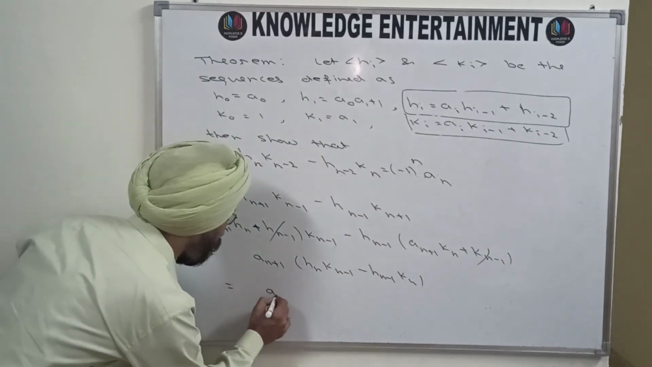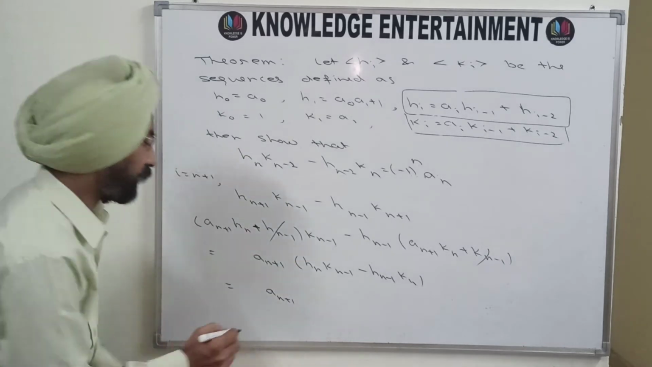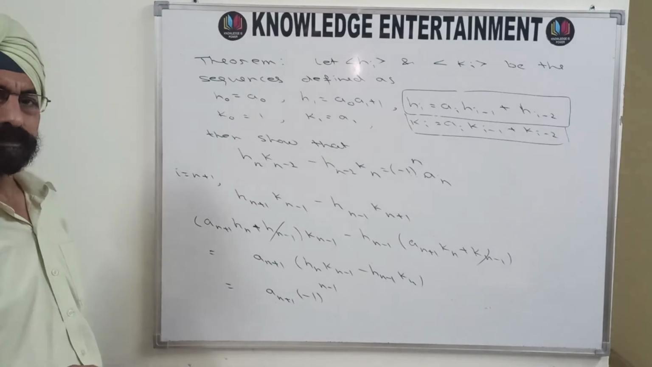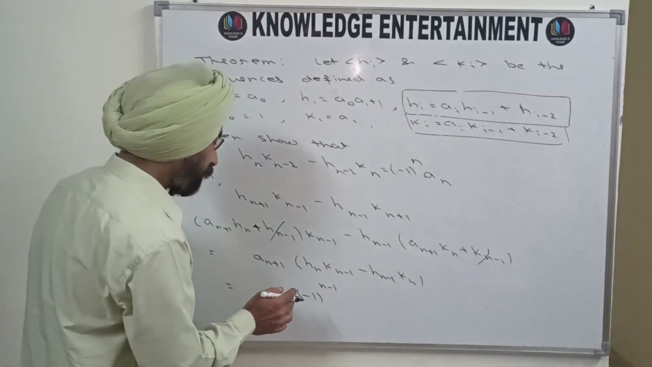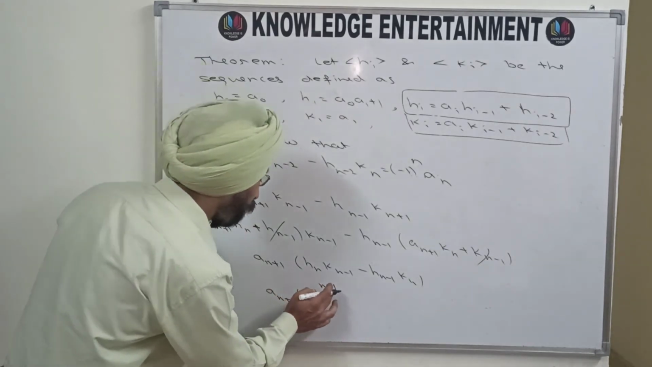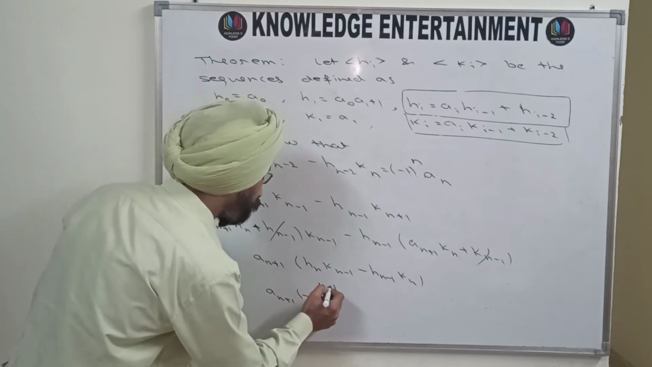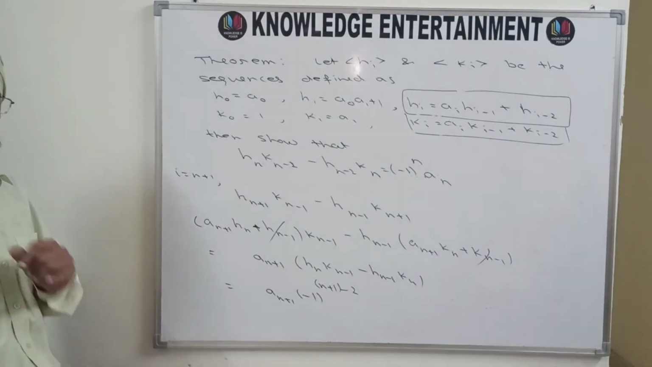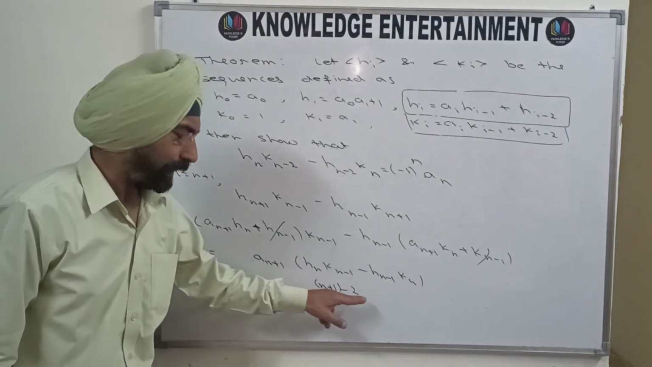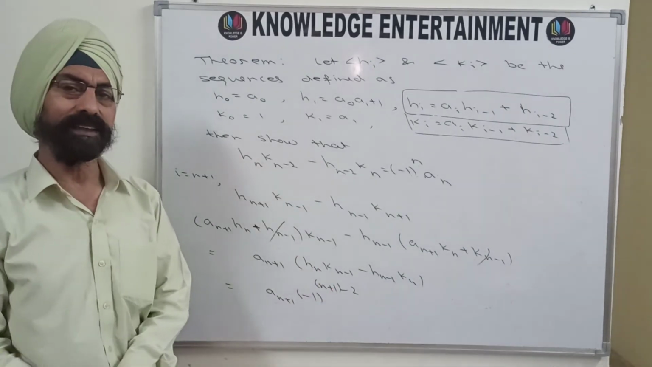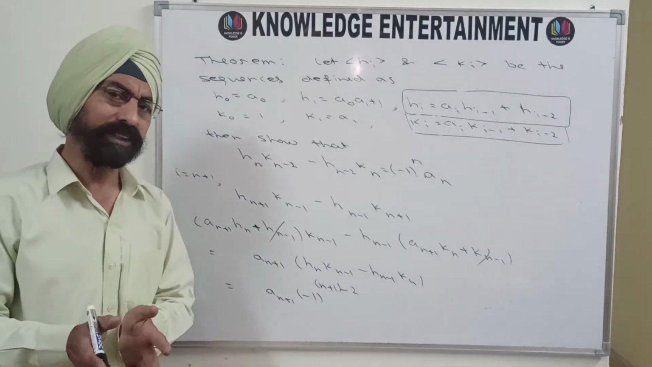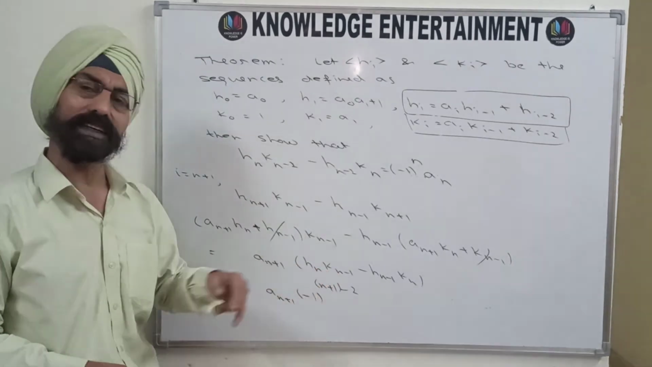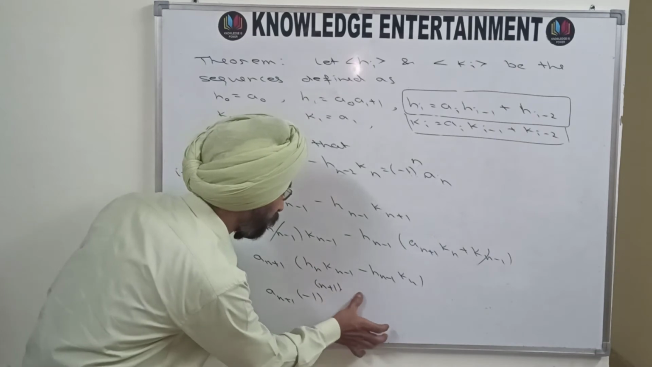And from the first part, what you have proved, this is equal to minus 1 raised to the power n minus 1. So you can write minus 1 raised to the power n plus 1 minus 2. Moreover, n plus 1 minus 2 and n plus 1 have the same parity. Either both are odd or both are even, and we are considering minus 1 raised to this power, so this minus 2 can also be removed.